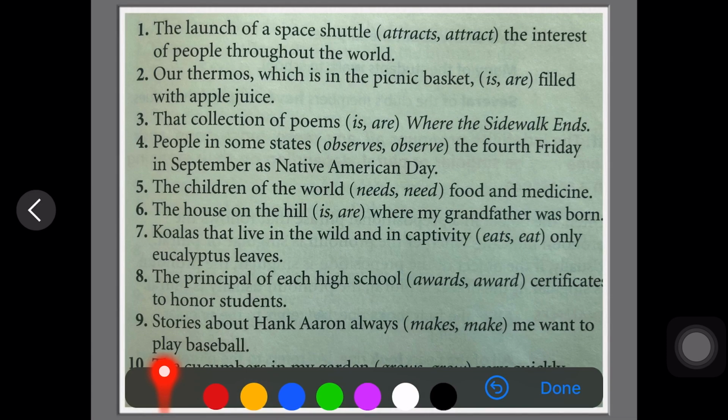Let's see some examples here. The launch of the space shuttle attracts or attract. The launch here is a singular word, so it's going to be attracts. Our thermos, which is in the picnic basket, is or are. Thermos here is a singular word, so it's going to be is. That total collection of poems is or are. Collection here is singular, so it's going to be is.